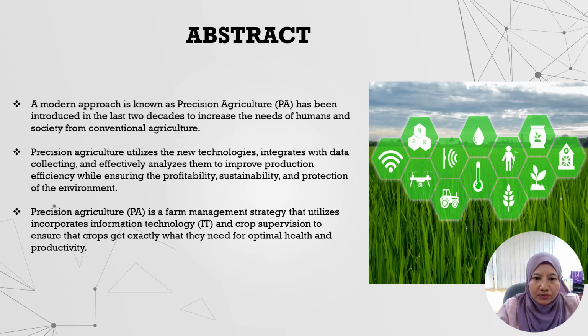Okay, for Chapter 1, abstract. As we know, a modern approach is known as precision agriculture. It's been introduced in the last 2 decades to meet the needs of humans and society beyond conventional agriculture. It utilizes new technologies, integrated with data collecting and effectively analyzed to improve production efficiency while ensuring profitability, sustainability and protection of the environment. It has a strategy that incorporates information technology and crop supervision to ensure that crops get exactly what they need for optimal health and productivity.